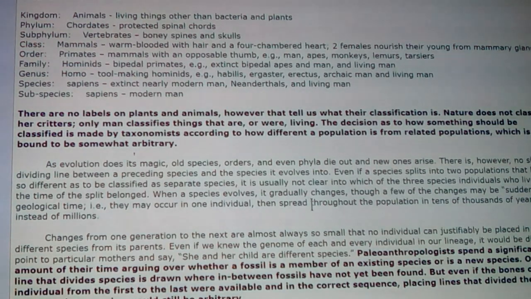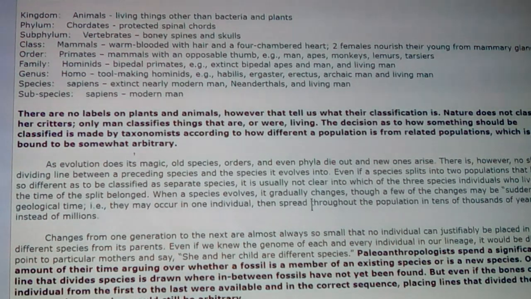So even if a species splits into two populations that become so different as to be classified as separate species, it is usually not clear to which of the species those individuals who lived near the time of the split belonged.